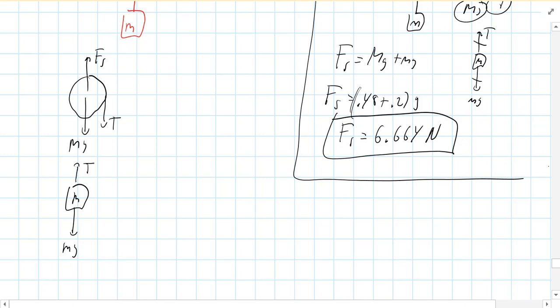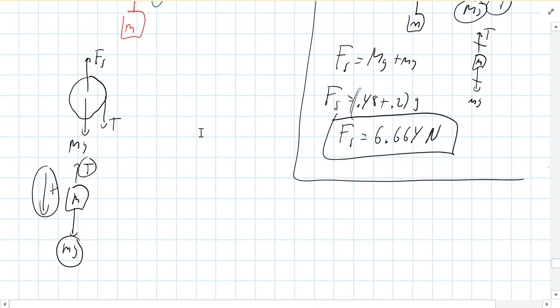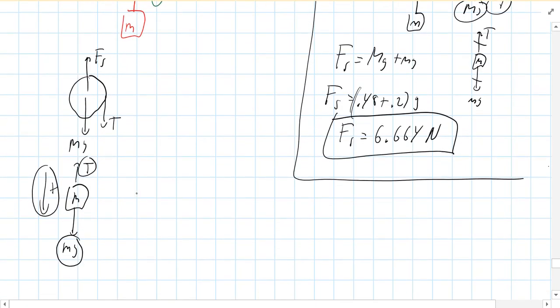Now, hopefully this time you recognize that little mg has to be bigger than tension because this dude is accelerating down. I'm going to go ahead and call down positive. In other words, for this system, we know it's going to unwind clockwise, so I'm going to call that direction positive. So for the little dude, we have Newton's second law. We're going to do net force equals ma. Well, the force would be little mg minus tension equals little ma.